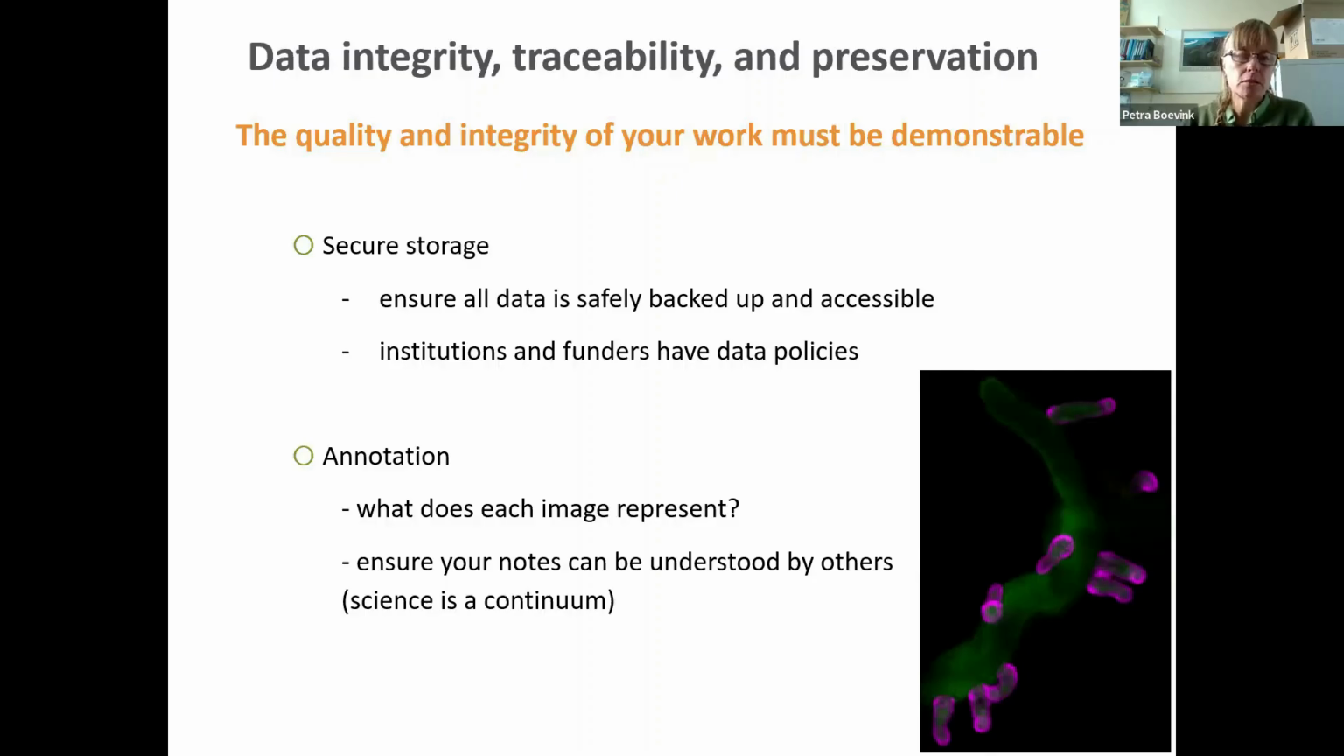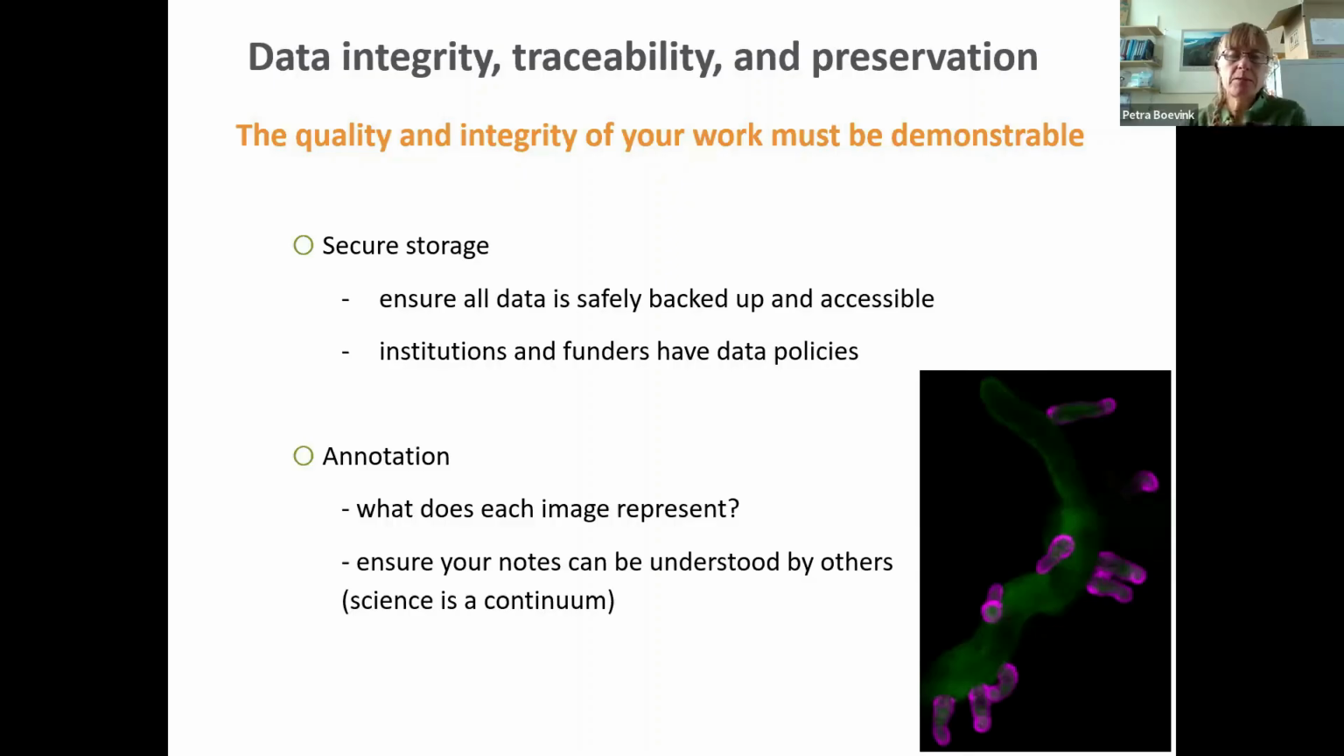So you must ensure that all of your data is safely backed up and accessible either on network servers or the cloud or whatever system your institution has in place, in long-term storage. All of your results have to be accessible. At the very least, everything has to be accessible to your supervisors and the grant holders, as they are answerable to funders and peer reviewers. Your institution and funders also have data policies, which you are contractually obliged to adhere to.